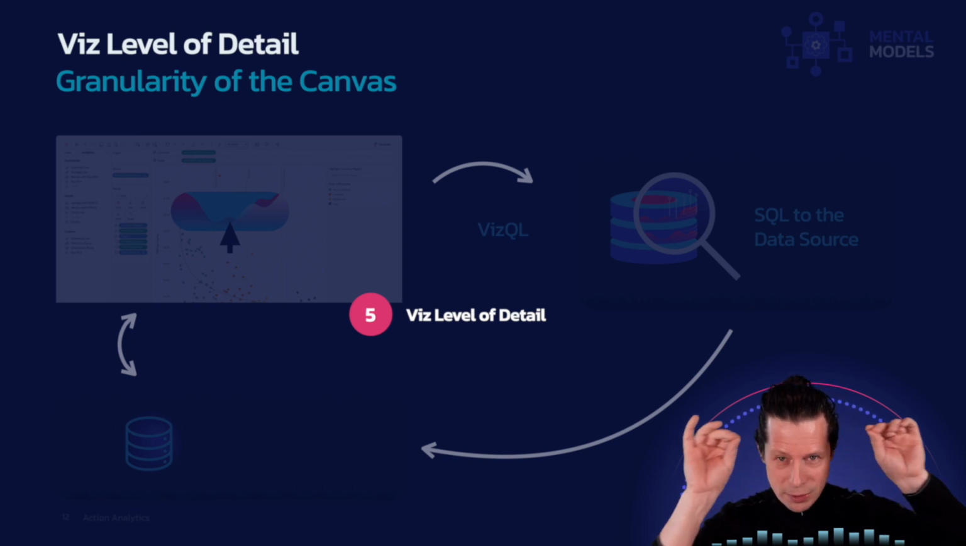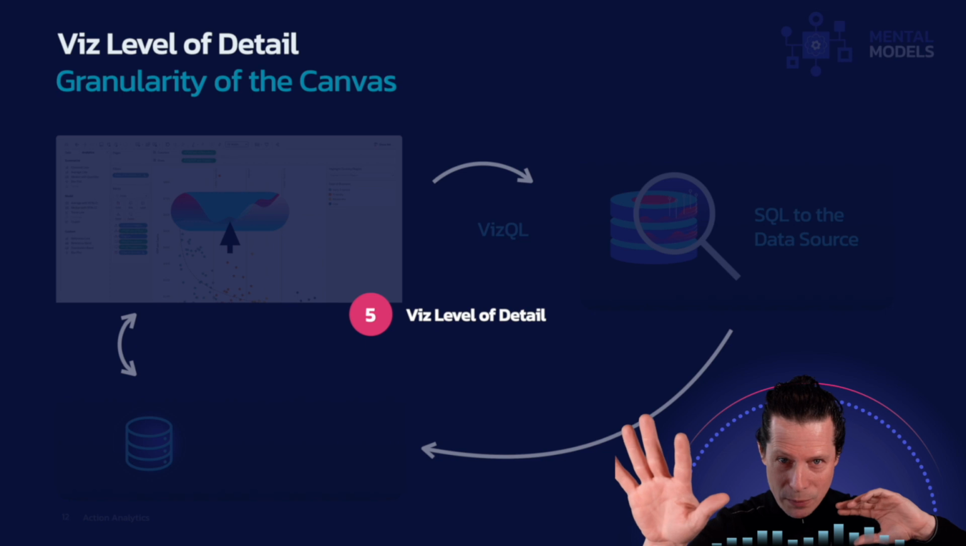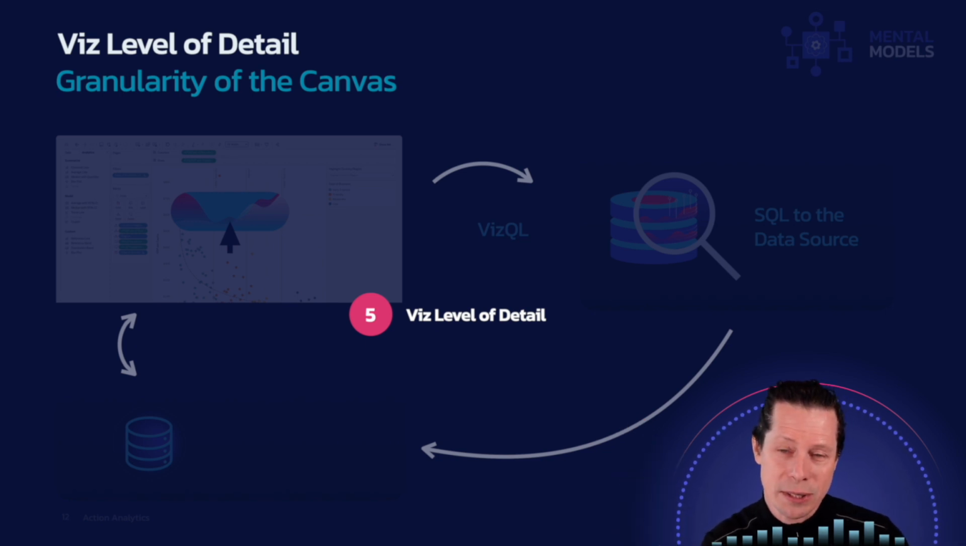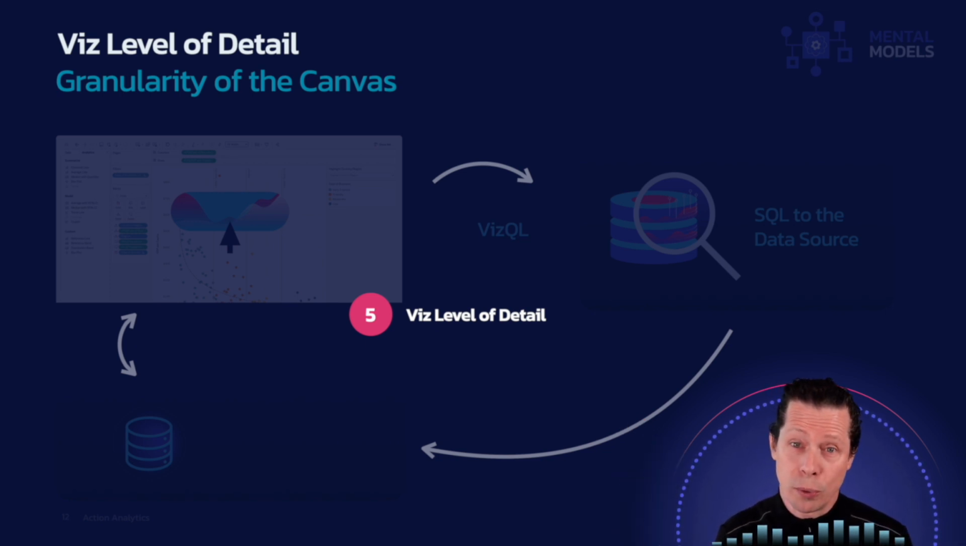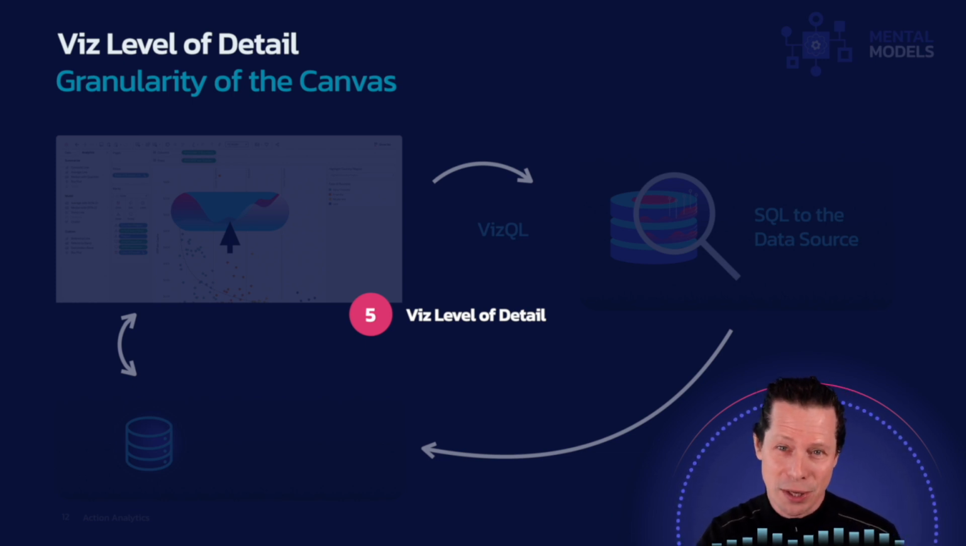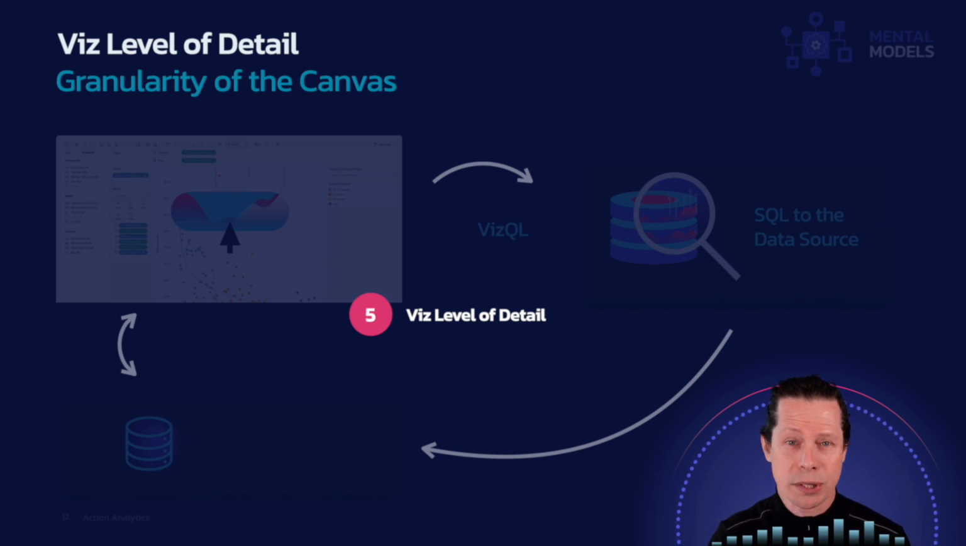And just being able to discern and distinguish between what I'm seeing and what is actually the viz level of detail is super important, so much so that we'll come back soon and there's a whole mental model dedicated to just this. And also one of the things that Jonathan and I talk about a lot is the difference between sort of ad hoc inquisitive mode and engineering mode.